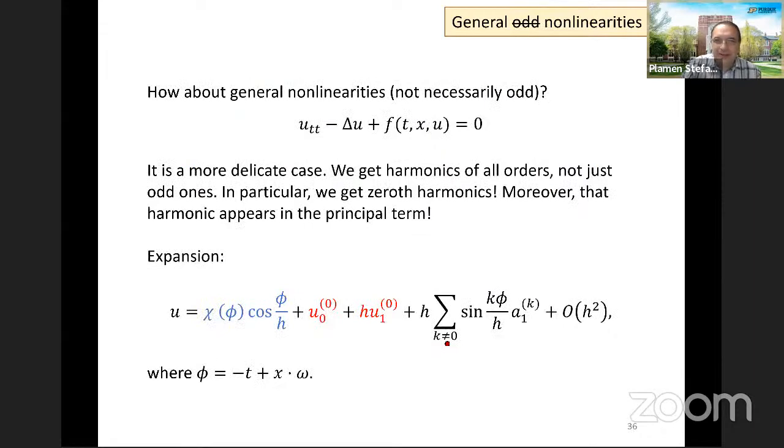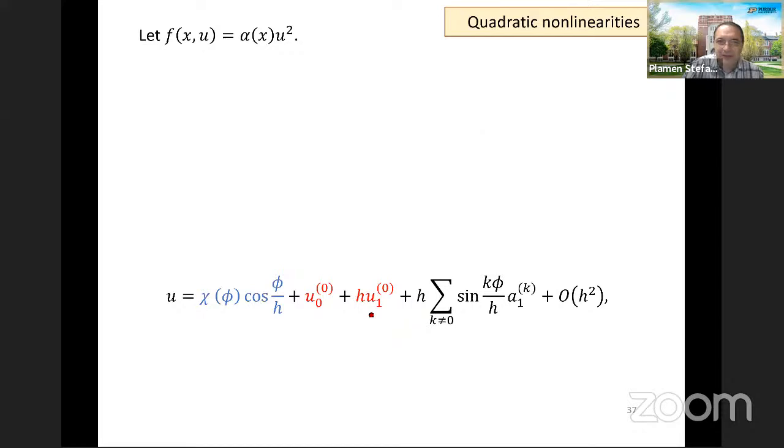And now, what if the non-linearities are not odd? Okay, let's just say it's more complicated. So you get the zero order harmonic. This is called rectification in physics. And that actually appears in the principal term instead of the sub-principal one. A little bit unexpected. And then you also get the sub-principal one, but you get this zero order harmonic, which doesn't depend on H, doesn't oscillate, right? It's just a fixed solution. And actually that makes the inverse problem more complicated.